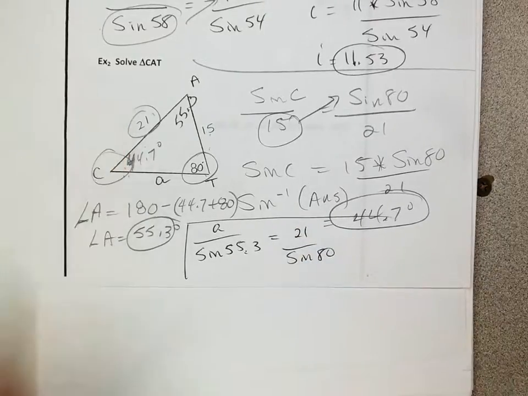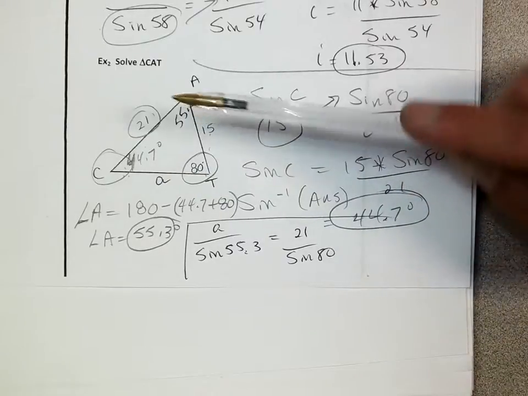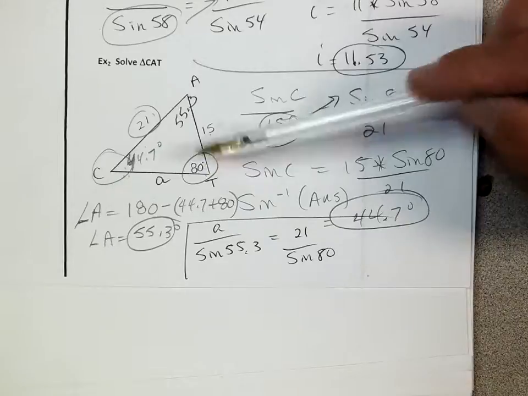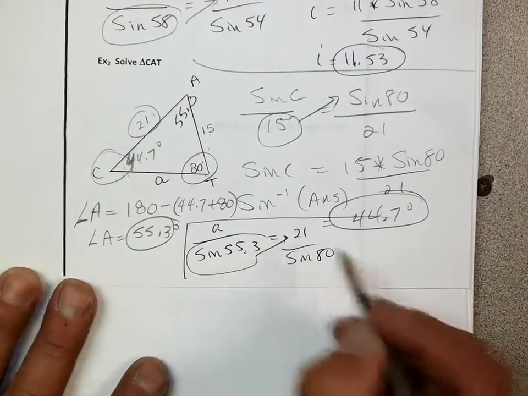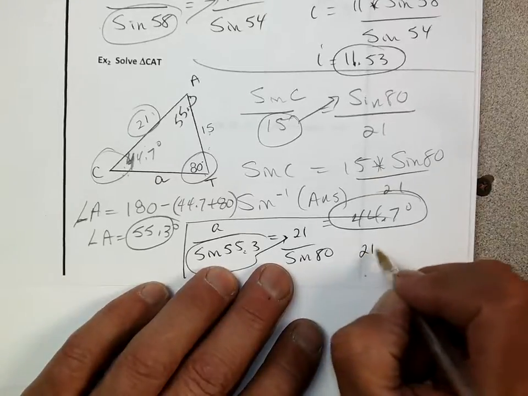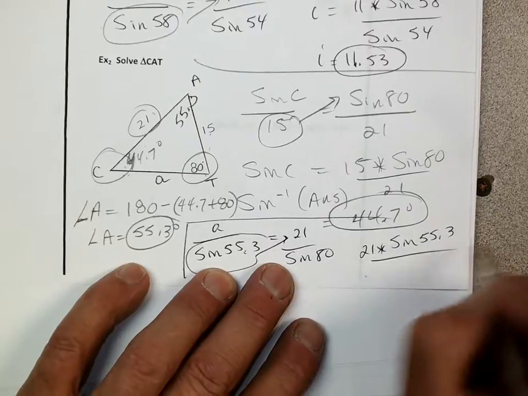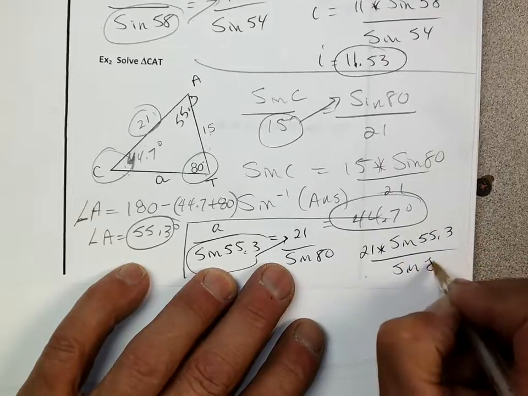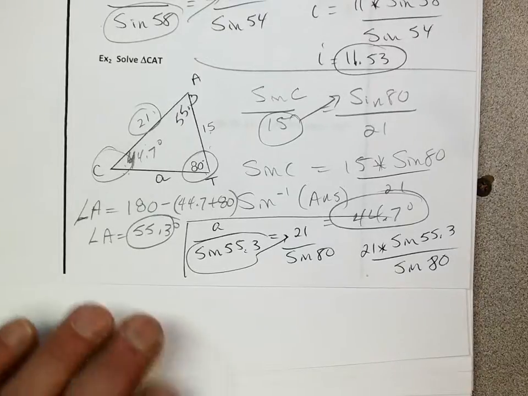Okay, so think about what I did. Again, I'm going side over the sine of its angle equals side over the sine of its angle. It's a really pretty easy formula. I'm going to cross multiply, and then I'll have 21 times the sine of 55.3 divided by sine of 80. I get an answer of about 17.53.